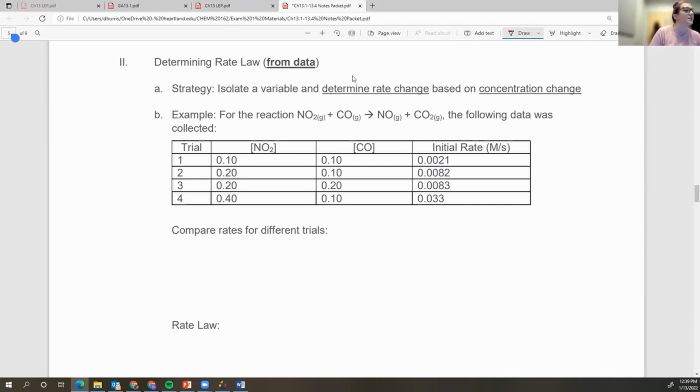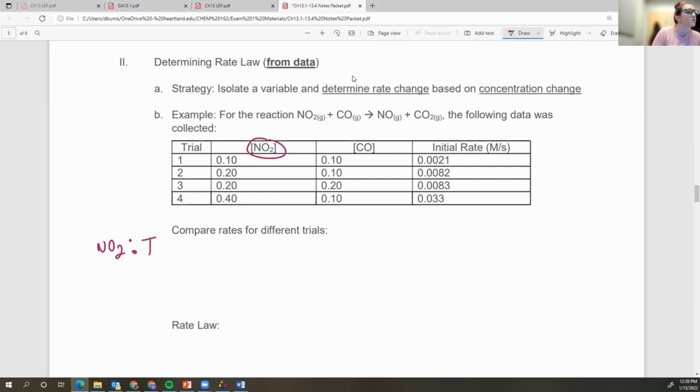Okay, so I have this reaction and I have this data, and I'm going to compare the different trials. First, I want to figure out what the order is for NO2. When I say isolate a variable, I want to do 2 reactions where NO2's concentration changes, but I only want to change one variable at a time.